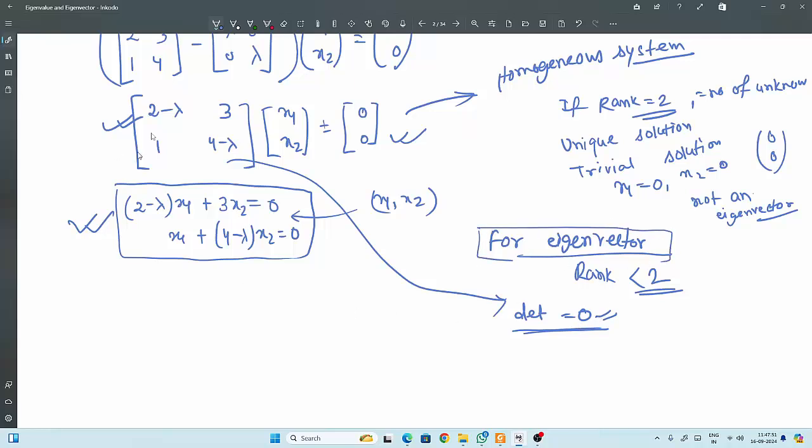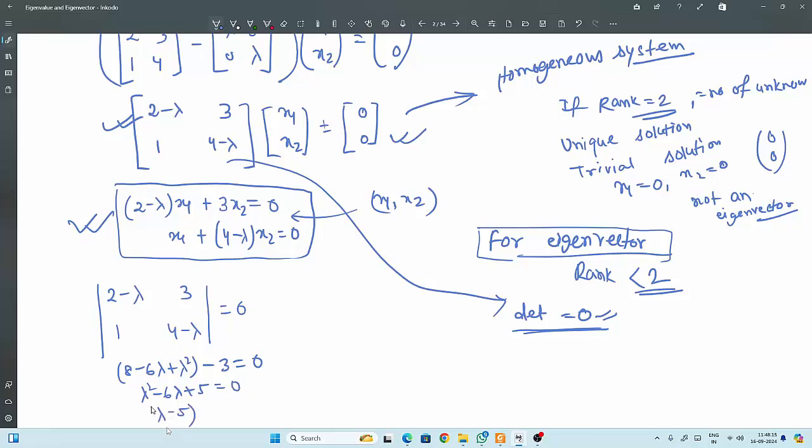So just take the determinant 0: 2 minus lambda, 3, 1, 4 minus lambda, equal to 0. You will get 8 minus 6 lambda plus lambda square minus 3 equal to 0. That means lambda square minus 6 lambda plus 5 is equal to 0. So lambda minus 5 into lambda minus 1 is equal to 0. That means lambda is equal to 1 and lambda is equal to 5. So these two are the eigenvalues of the system.